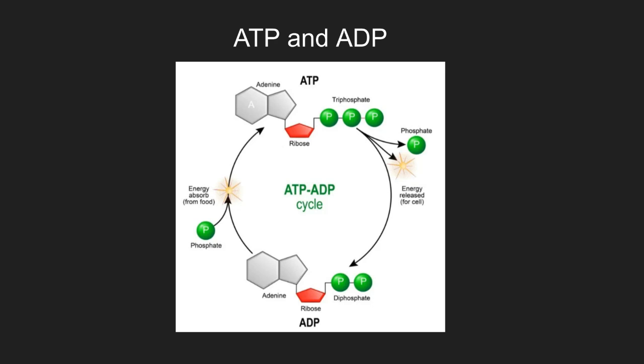Then energy from respiration is used to convert the ADP back into ATP by adding the phosphate back. So this cycle, ATP to ADP and back again, allows cells to continuously store and reuse energy.